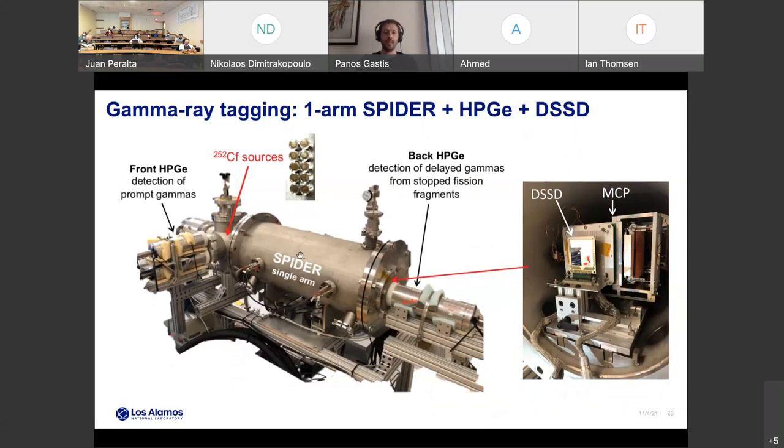We performed this test measurement using the setup that I show in this picture here. For this test, we used Californium sources that were mounted in the 6-way cross that you see on the left. In this test measurement, we used a single SPIDER arm configuration, just one of the arms. We didn't measure both fragments in coincidence, just one, because it is enough for proving whether this can work or not. Another thing is that we didn't use an ionization chamber for measuring the kinetic energies. In this test setup, we used a double-sided silicon strip detector that you see on the right, which was mounted right behind the second MCP. The reason we used a DSSD is because it made the measurement a little bit simpler.